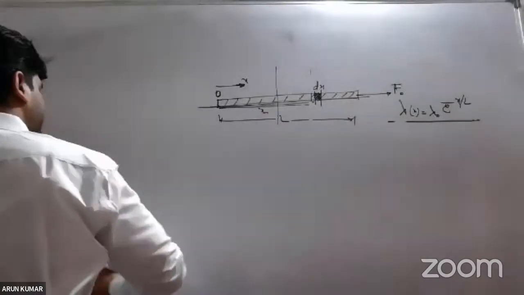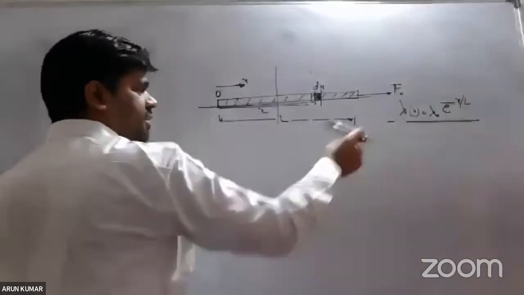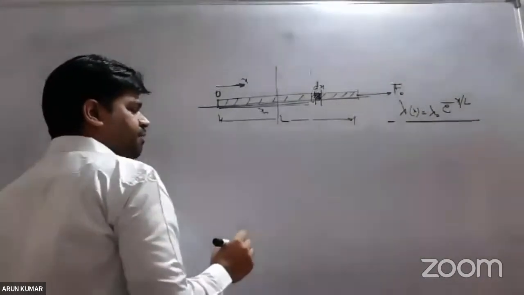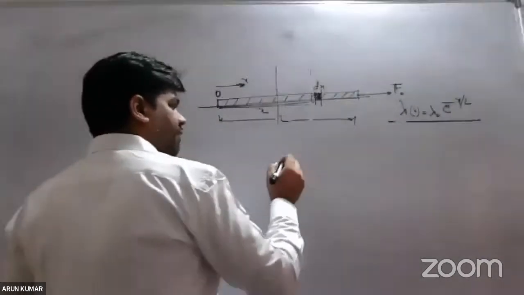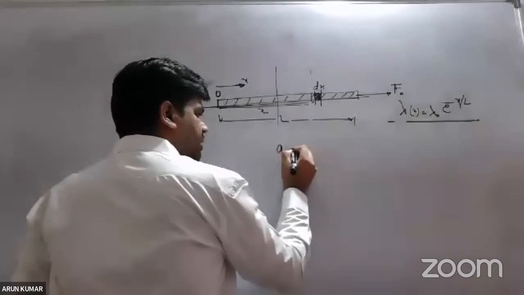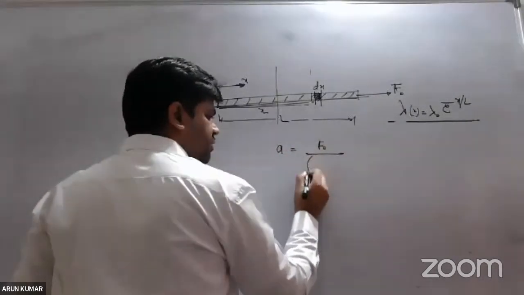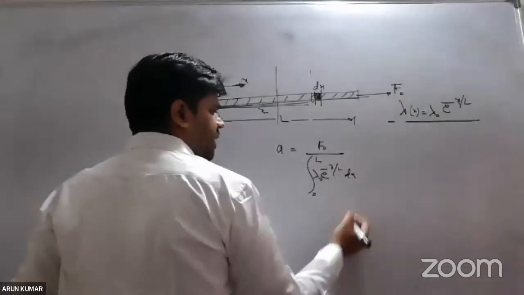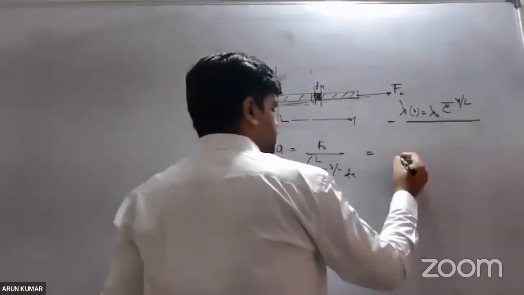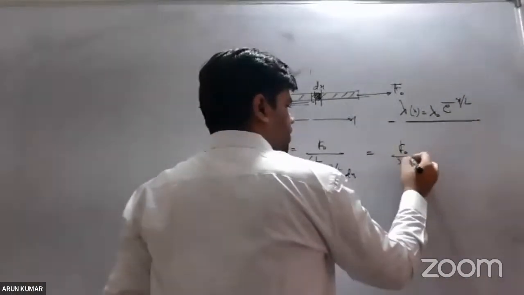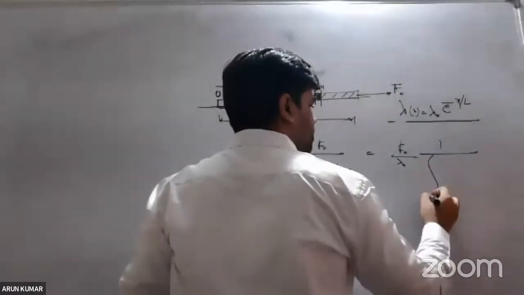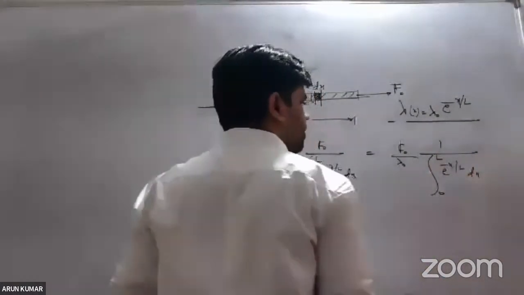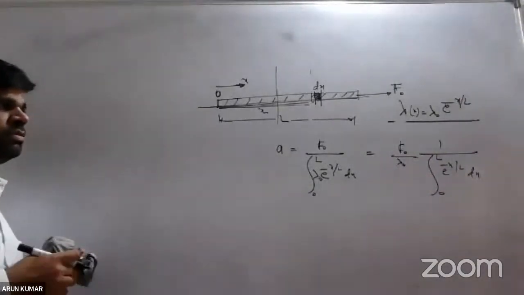Now, what is the total mass? I integrate this density from 0 to L, with respect to x. So acceleration is F naught by total mass, which is the integral from 0 to L of lambda naught into e power minus x by L dx, which is equal to F naught by lambda naught into 1 by the integral of e power minus x by L dx from 0 to L. Can you simplify this further and tell me what's the acceleration?